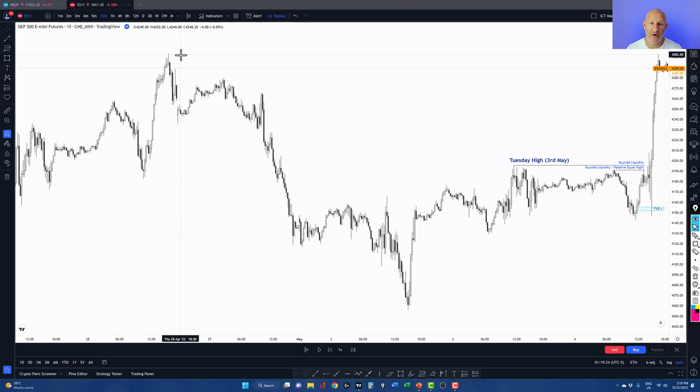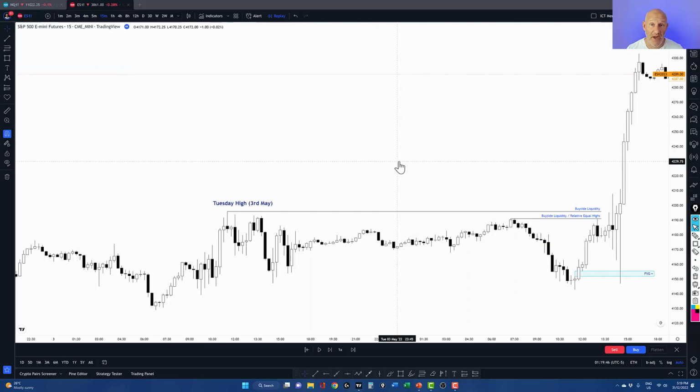So, almost a week or so before. And so that's quite impressive foresight by ICT. He mentioned watch those relative equal highs. So you can see those here, those get run. We'll take out that Tuesday high, and that will have the market sent lower before we go higher. And that's exactly what happened.